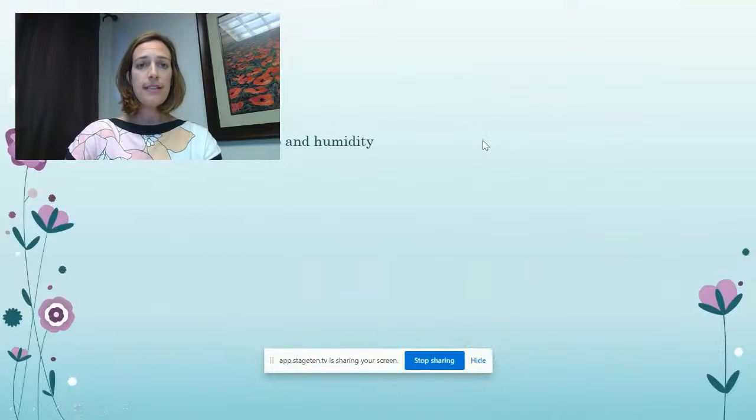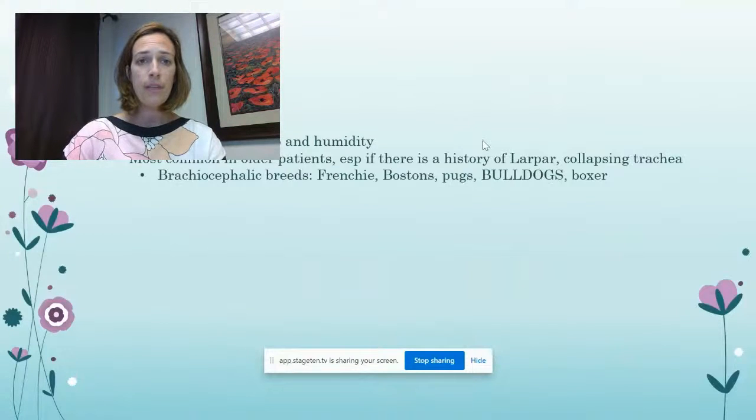So heat stress can occur at any temperature and any humidity. It's what our body is going to tolerate, or what your pet's body is going to tolerate. The most common breeds that we're going to see have to deal with older patients, especially if they have an underlying condition. So you've heard of things called collapsing trachea. We've heard of LARPAR, where the dog's laryngeal apparatus isn't working very well.